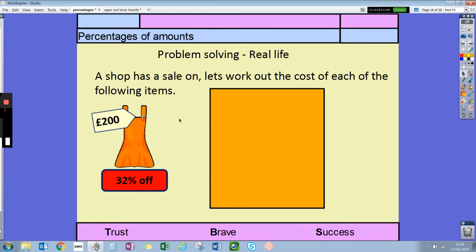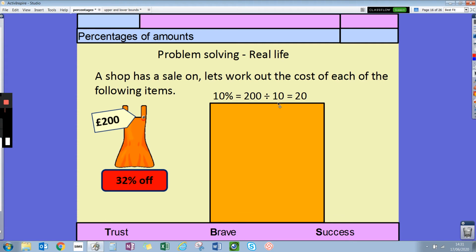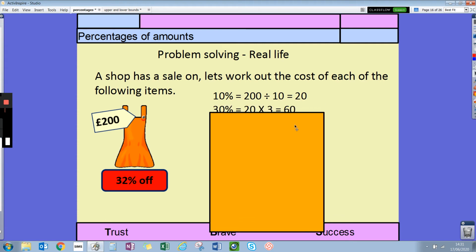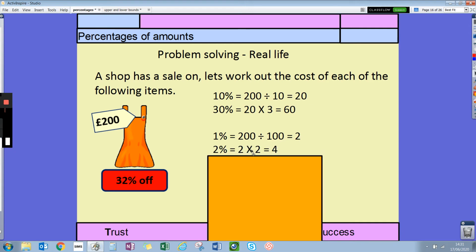Then we've got our dress that was originally £200, and there's 32% off. So we're going to need to think of combinations that help us out here. If I find 10% by dividing by 10, that's going to help us to get to 30%, which gets us closest to 32. So I've got my 20, which is my 10%, and I want 3 lots of it, so that's 60. Then to get to that 2%, I'm going to find 1%. So I'm going to do 200 divided by 100, because remember, dividing by 100 gets you 1%, which is 2.